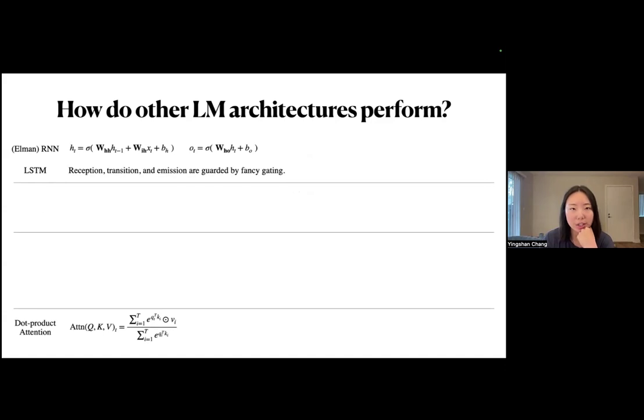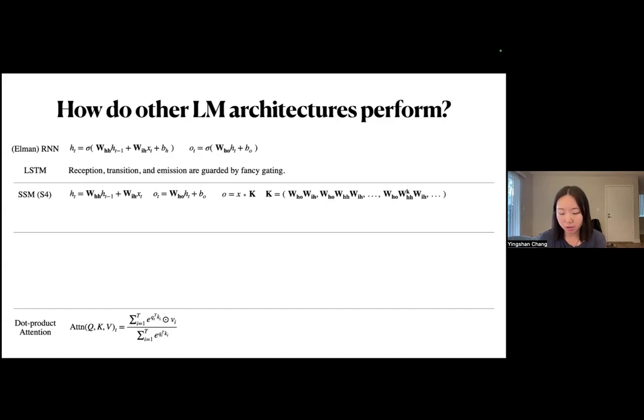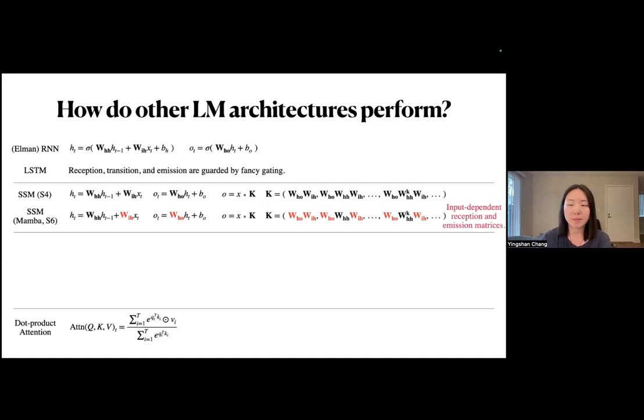And recently, there are newer architectures proposed that lie between a classic RNN and dot product attention. Importantly, they strike a better balance between inference time efficiency and training time parallelizability. We have a state space model, which can be written in a form pretty much like RNN with the removal of nonlinear activations. This allows you to rewrite the format into a convolutional form, where you compute kernels out of cascading matrix products. And Mamba introduces input-dependent reception and emission matrices.